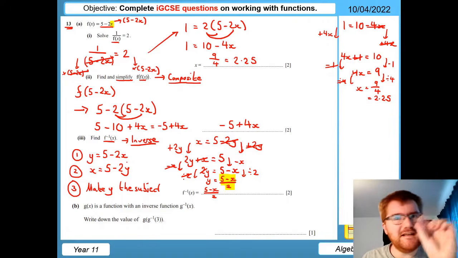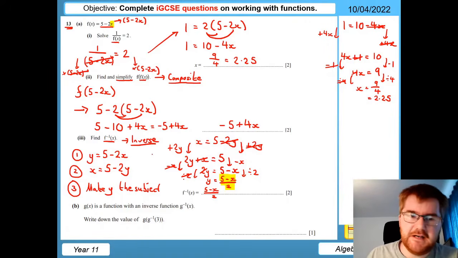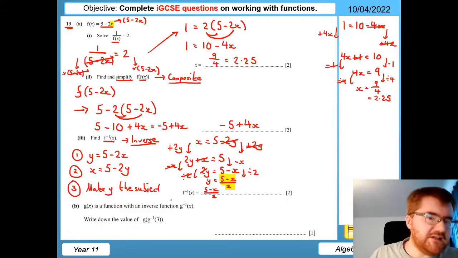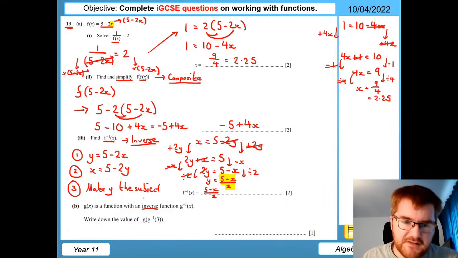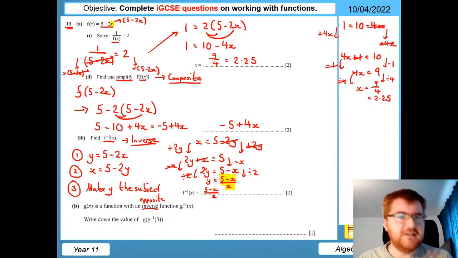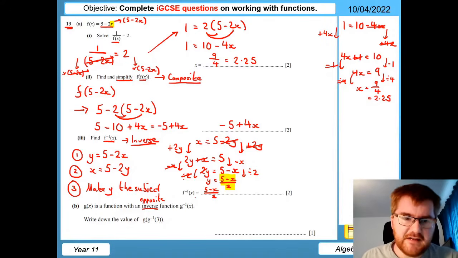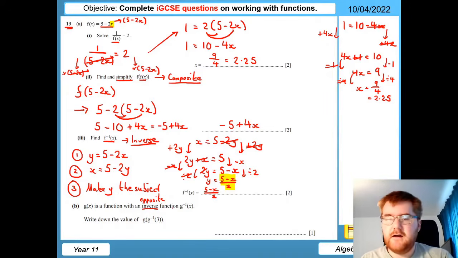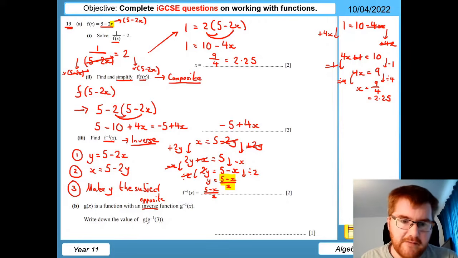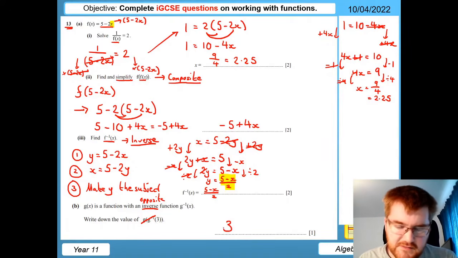Now, part B is a sneaky question that they do like putting in on occasion. So g of x is a function with an inverse function, kind of opposite. So as soon as you see inverse, you'll be thinking opposite. Not quite the right word, but it just gives you an idea. G inverse of x, write down the value of g brackets g inverse of 3. Now, if you have its function and its inverse, what happens is they cancel. So if you ever see a g and a g inverse together, you can just cross them out. And what are we left with here? Well, this is equal to 3.